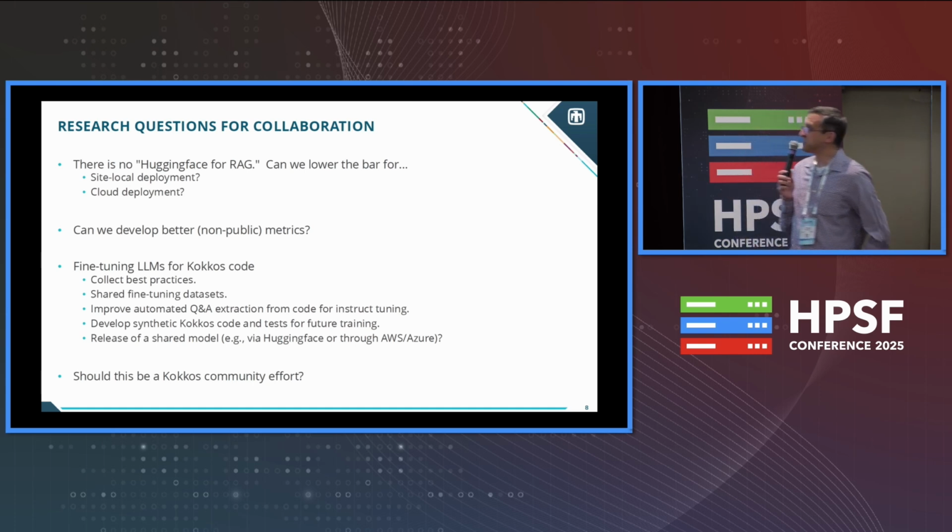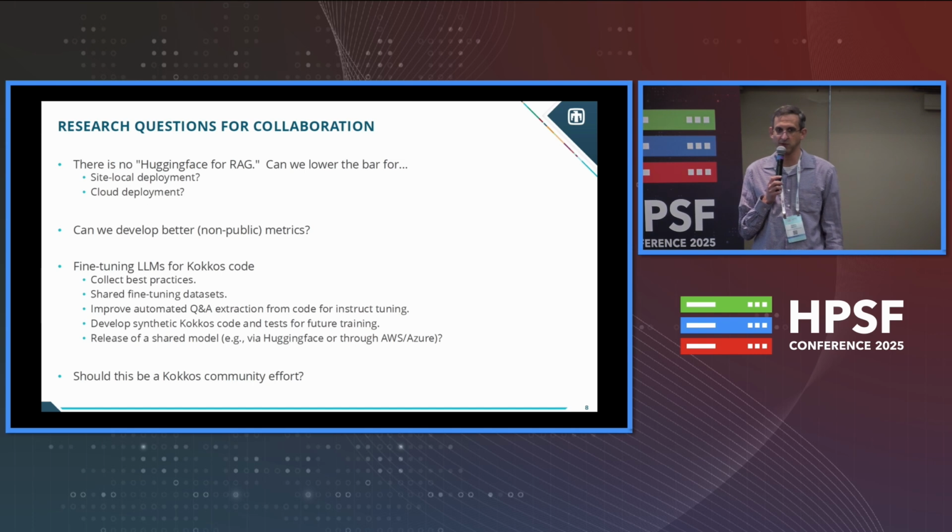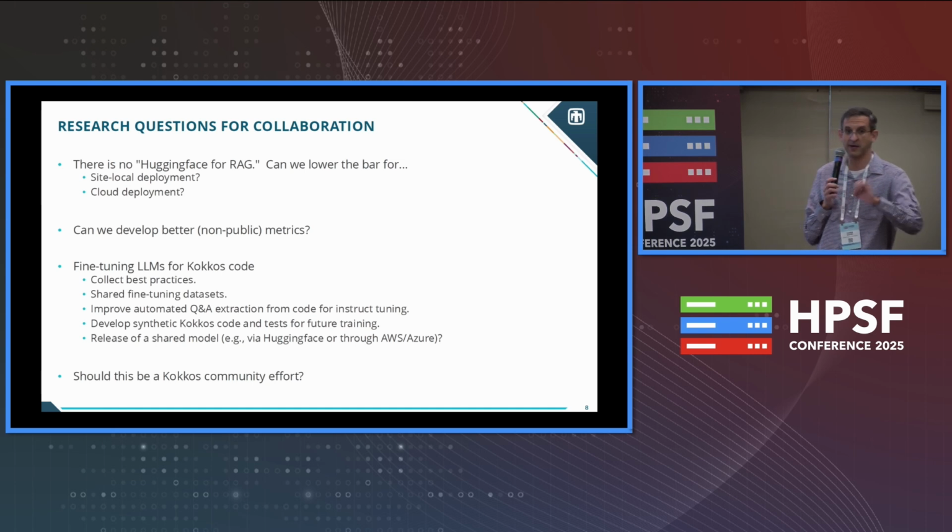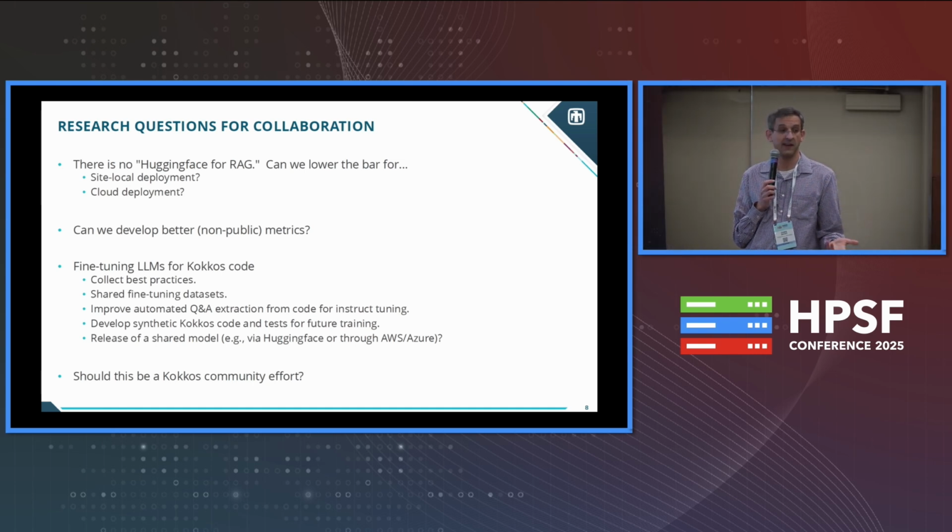So first up is there's no Hugging Face for RAG, right? There's no central easy place to do RAG. Could we make that easier, both to enable, say, site-local deployment? Like, let's say your site doesn't want you sending your queries out. Okay, that's fine, right? Is there a way we can be smarter about that? Or potentially thinking of cloud deployment.